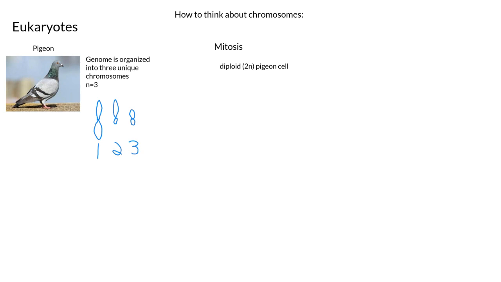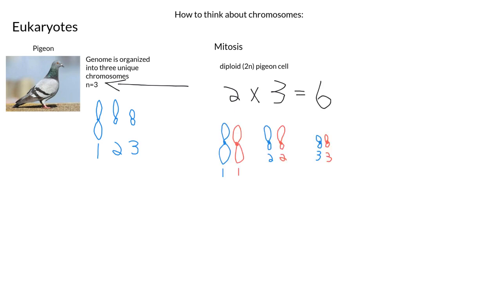Let's start with a diploid pigeon cell, which is 2N. If the cell is really 2N, that means it has 2 complete copies of the genome. And we know from our description here that a single genome has 3 unique chromosomes. So if a pigeon cell is 2N, then it will be 2 times the base number of separate chromosomes, which is 3, which will give us a cell that has 6 total chromosomes.